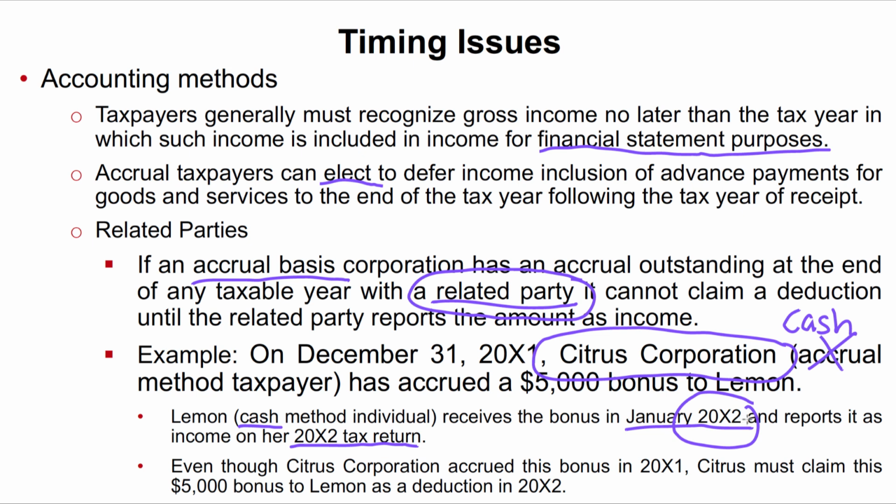Interesting. It's basically the matching. This is the idea of the matching principle. We're going to match. We have some related parties. It'd be too easy to play around with this, so we're going to have to match.